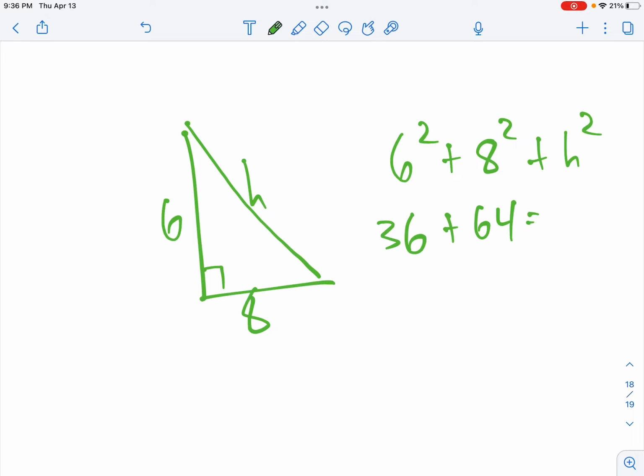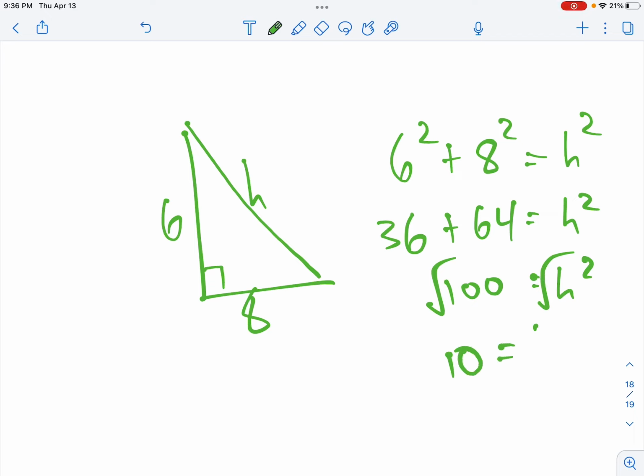So 36 plus 64 equals h squared. That's 100 equals h squared. Take the square root, 10 equals h. All right, so h equals 10.